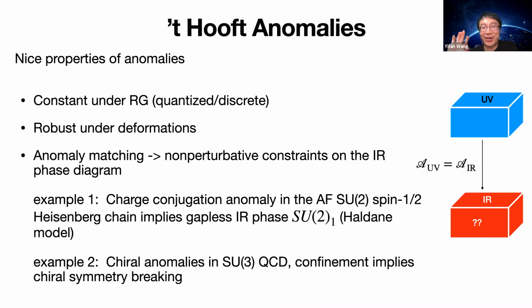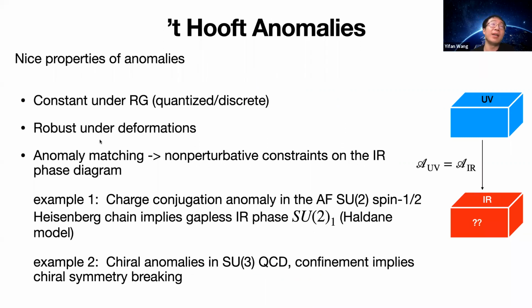Okay. So sorry, I'll keep using this terminology, but there are several nice properties of these 't Hooft anomalies, which is what makes them particularly useful. One is that they're constant under RG. Under RG flow, the 't Hooft anomaly doesn't change. This is because 't Hooft anomalies are typically quantized and discrete, so they do not change under continuous deformations. And for a similar reason, they're robust.